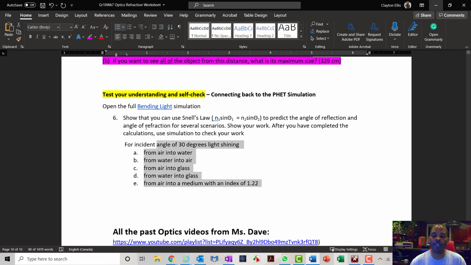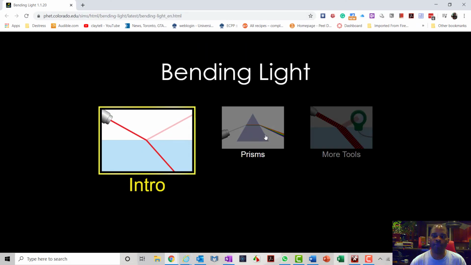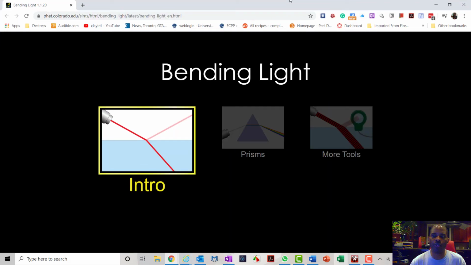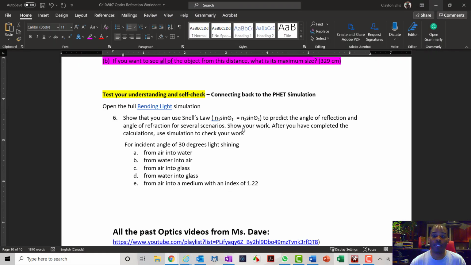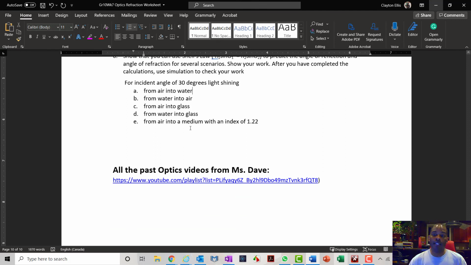Finally, at the very end here, I send you back to the PhET simulation. So you get to go back to the PhET simulation, you open up the full bending light, and you work your way through it, and you're going to apply Snell's law. And Snell's law is given to you right here. You'll see it in the problem solving as well. You'll see it in Ms. Dave's examples, and hopefully get an understanding. So between myself, Mr. Martins, and Ms. Dave, we're going to have 3 live lessons this week to go through the problems.